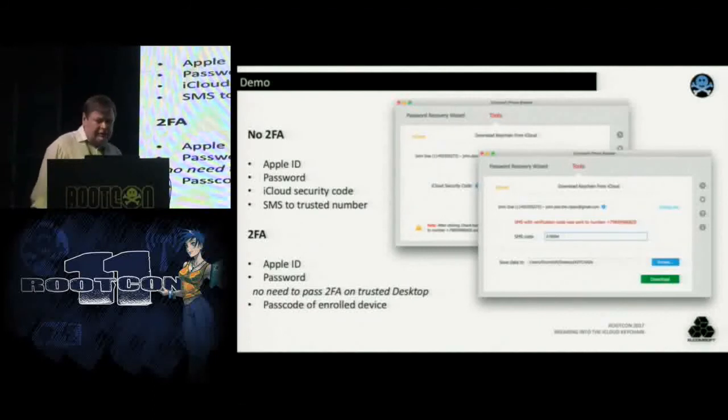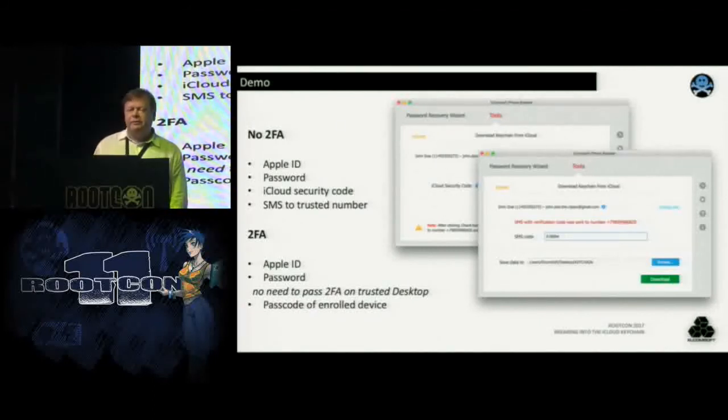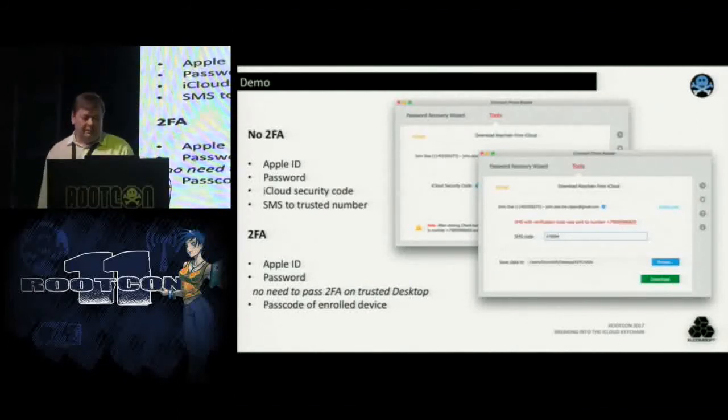So again, I was thinking about running a demo of the software to extract the iCloud keychain, but the net connection is really not good there. So I'll just briefly describe it. If there is no two-factor authentication set, then to access the iCloud keychain, you need the Apple ID, the password, the iCloud security code, and even that is not enough. An SMS with another code will be sent to the trusted phone number. So without 2FA, it's actually harder to access the keychain.